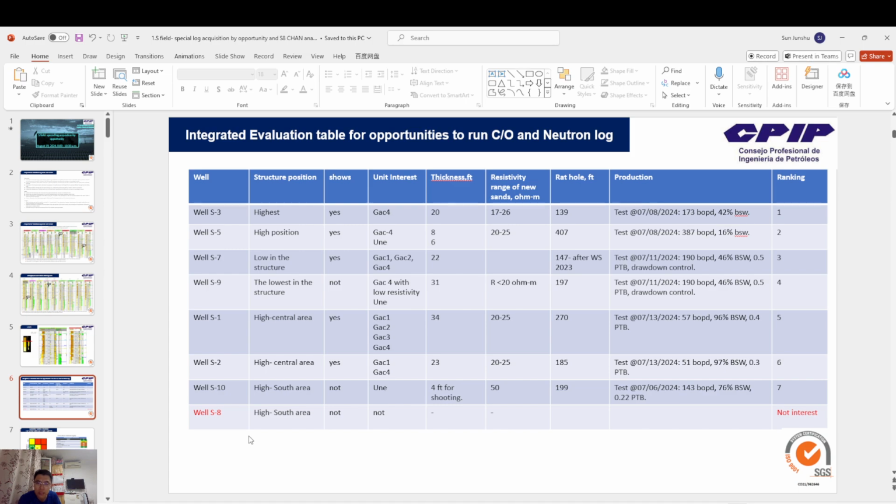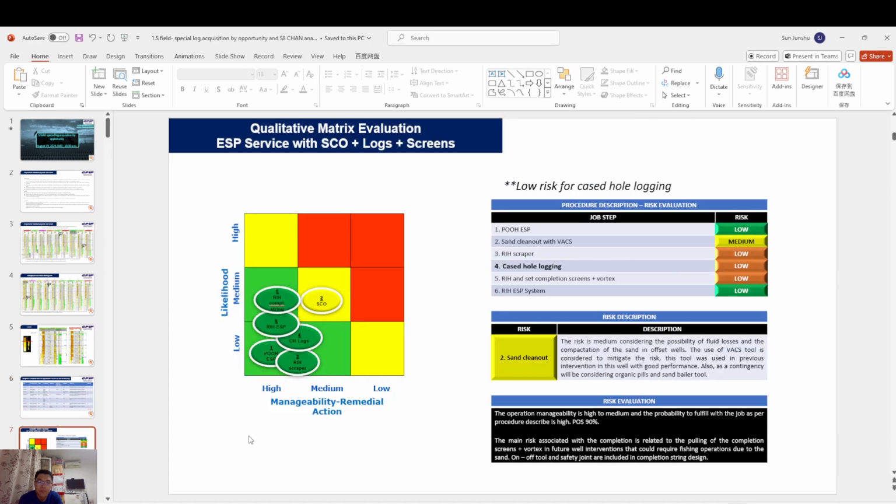Well S8, high to south area without oil show. No new sands. Qualitative metric evaluation: ESP service with SAO and logs and screens.